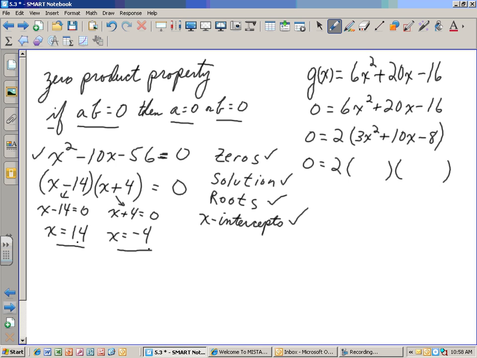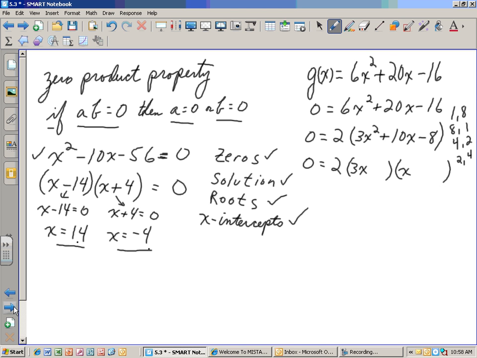From here, we look to factor. When you have the 3x squared, there's not a lot of choices that we have. It has to be 3x times x. It's the only two numbers multiplied together that will give you 3x squared. For 8, we have a choice. It could be 1 and 8, 8 and 1, 4 and 2, or 2 and 4. Those are our choices.